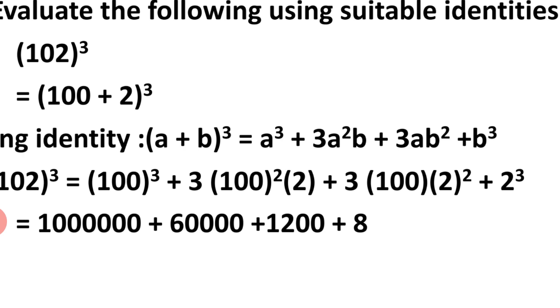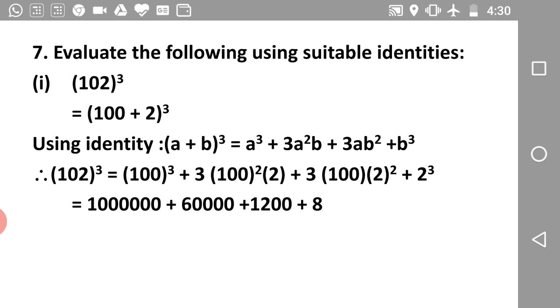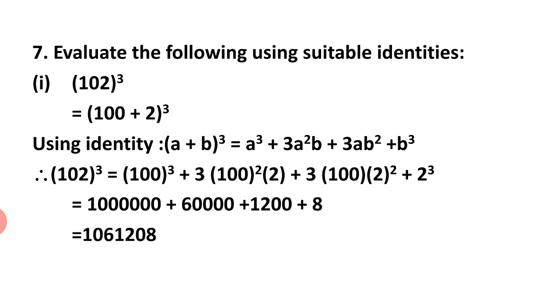So 100 cube is very easy to calculate. There are 2 zeros, so 2 into 3 is 6 zeros, so you can put 6 zeros on one. Similarly 100 square is very easy to calculate. It is 10,000, and 10,000 into 3 is 30,000, into 2 is 60,000. And 2 square is 4, and 4 threes are 12, so 1200, plus 8. If it is possible for you to add horizontally, you can add horizontally, or you can arrange them vertically to get the answer.